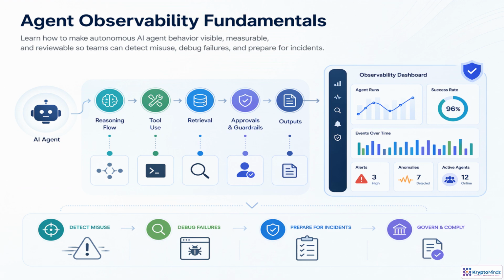Autonomous agents can reason, call tools, retrieve data, and act quickly. But if you cannot see those steps, you cannot secure them. In this module, we'll make agent behavior visible, measurable, and ready for investigation.